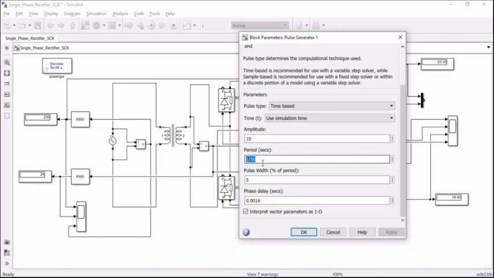Period: since we are going to operate with 50 Hz frequency, the period can be given as 1 by 50, or 0.02. Pulse width: here a small pulse can be given, so we can give 5 or 10, whatever value we want. This is not going to make any difference. For instance, we will give 5 as the pulse width here.